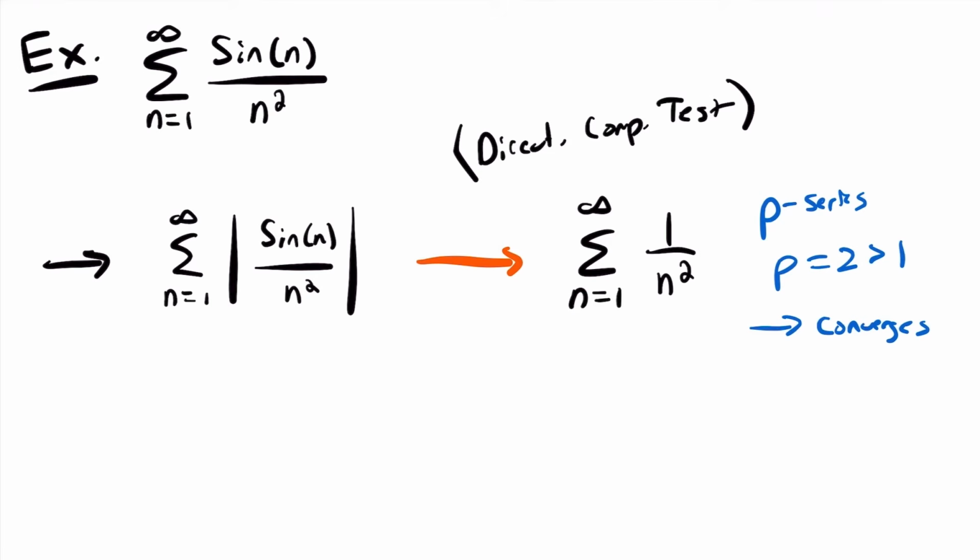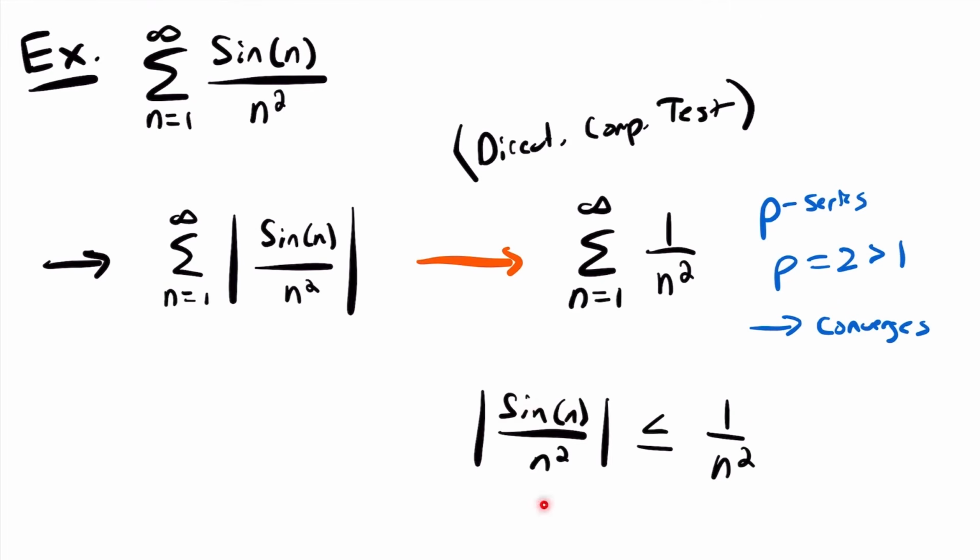And so what we need to show is that the absolute value of sine of n divided by n squared is less than or equal to 1 divided by n squared. 1 divided by n squared needs to be larger than this expression. And so would that be true for all values of n? Well, just comparing the two expressions, note that the denominators are the same. They're both n squared, and so that's not going to determine which is bigger. And so we need to look at the numerators, which are different.